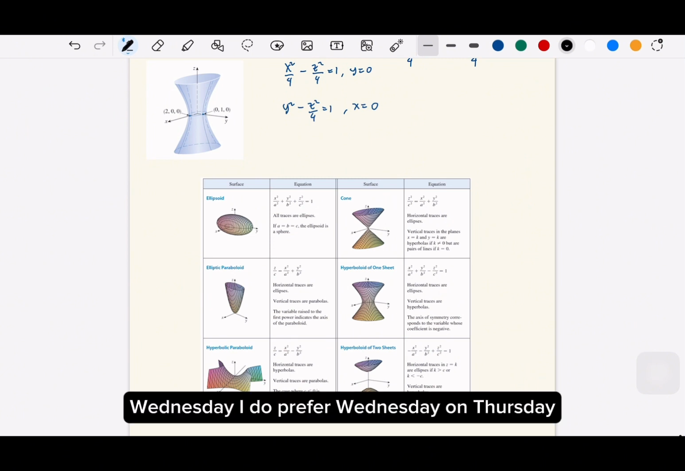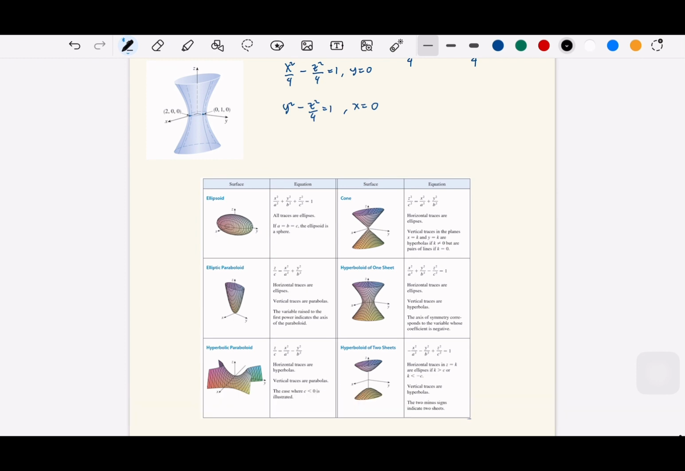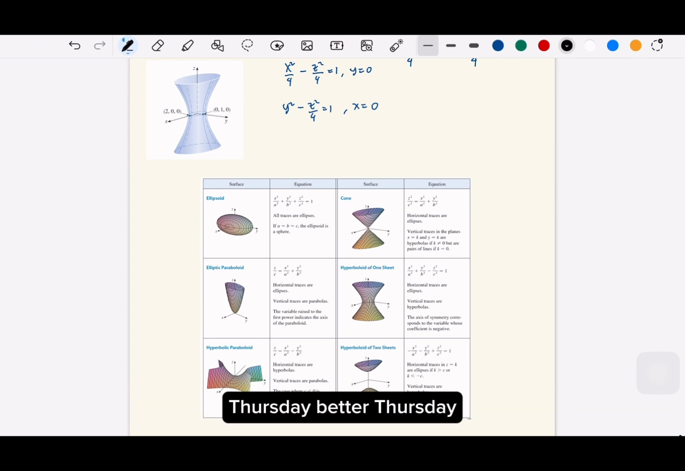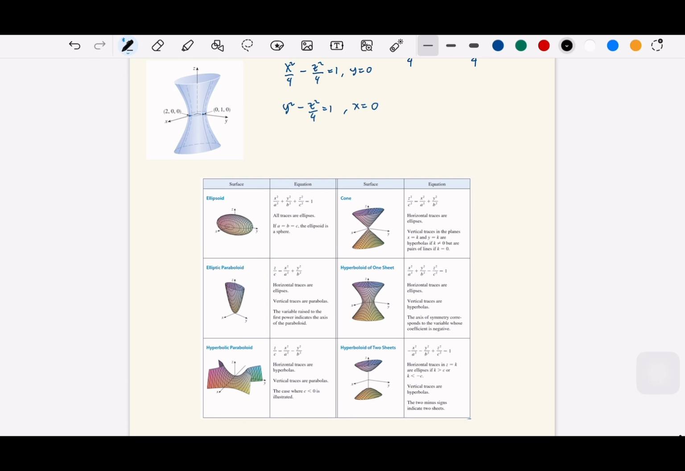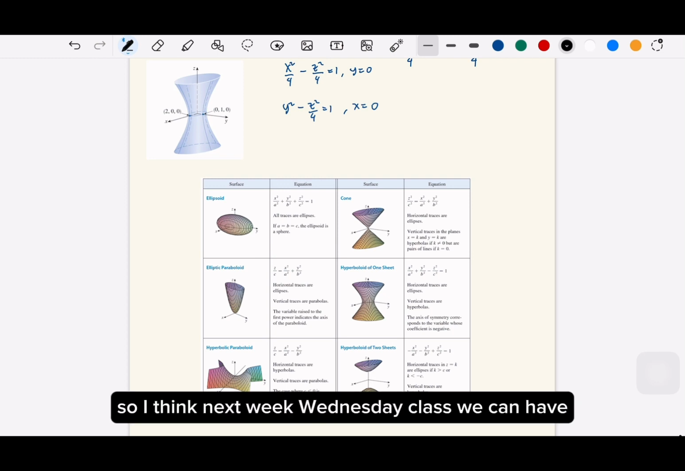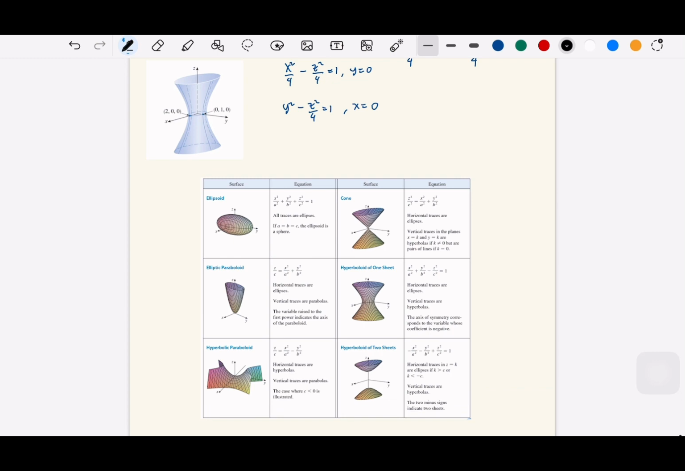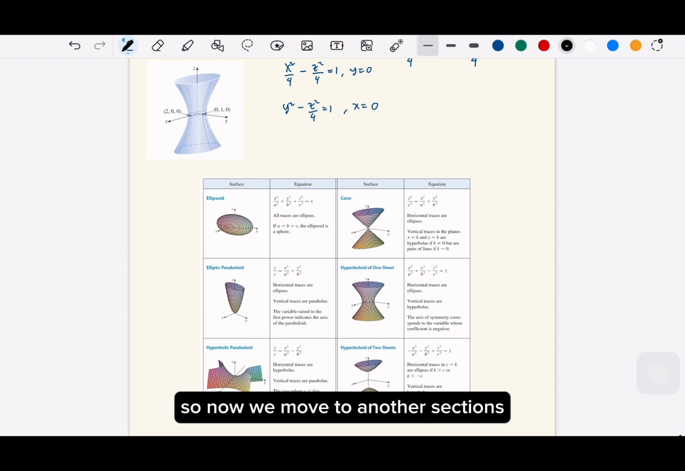Do you prefer Wednesday or Thursday? Thursday? Better Thursday? Okay. So I think next week, Wednesday class, we can have exercise. Okay. So now we move to another section, which is the partial derivative.